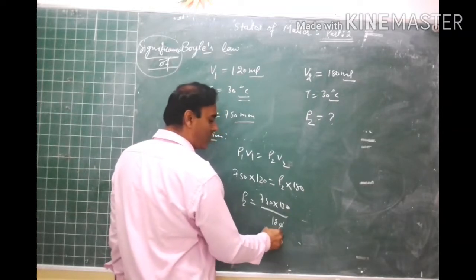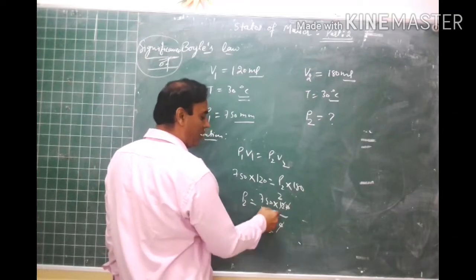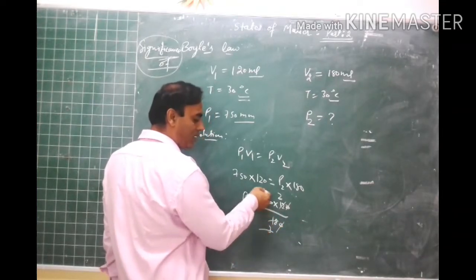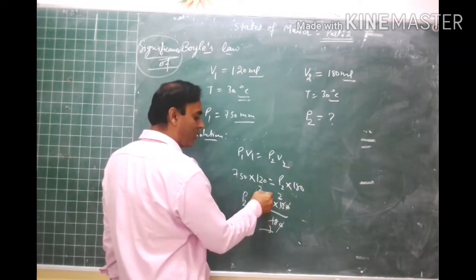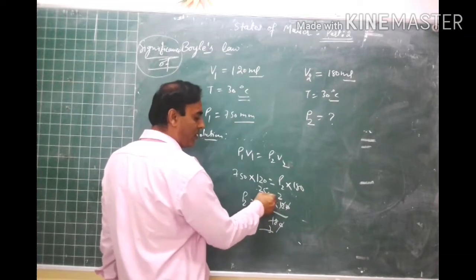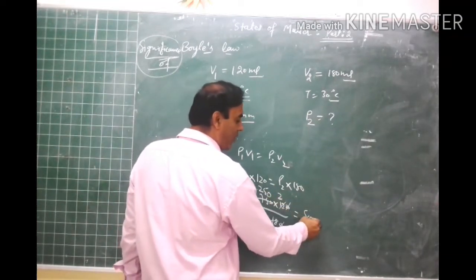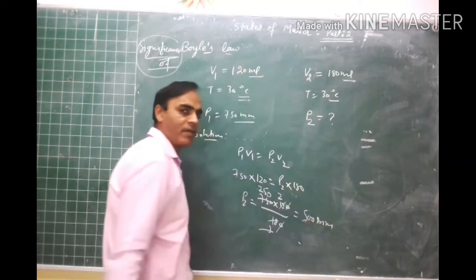So cancel 0 with 0. 6 2s are 12. 6 3s are 18. And then cancel it. This will become 3 2s are 6 and then 15. 3 5s are 15 and 0. And then this will come out as 500 mm. This is the pressure in mm.